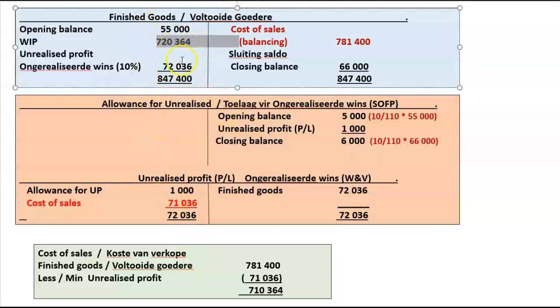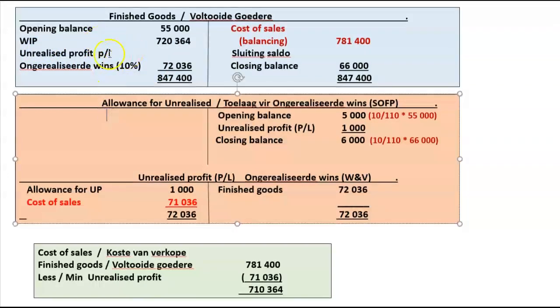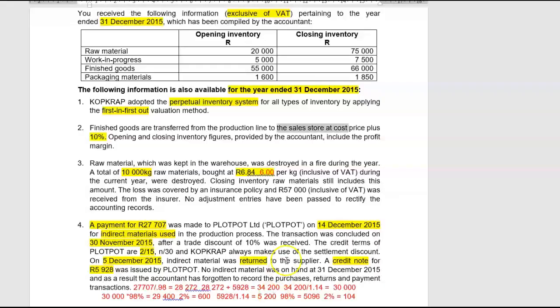Against what account do we balance post it? Against the unrealized profit P and L account. Another name for that is the manufacturing profit account. So here's our unrealized profit P and L account, or the manufacturing profit account. There's our credit side of the entry, 72,036. Good.